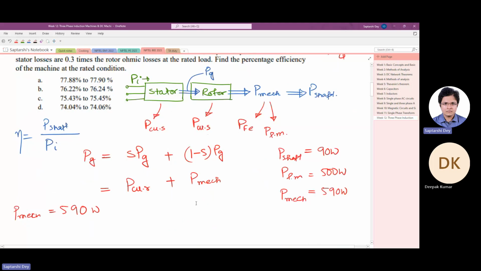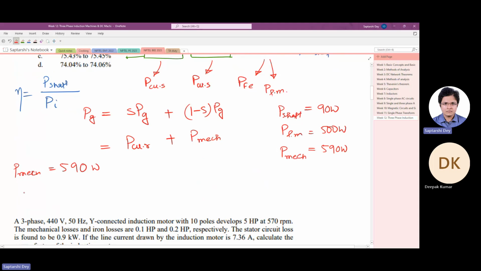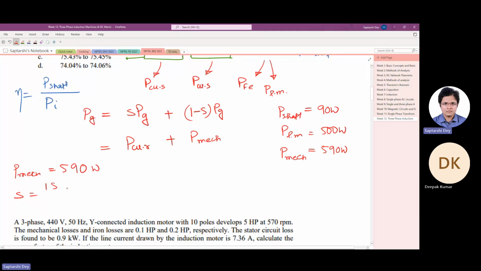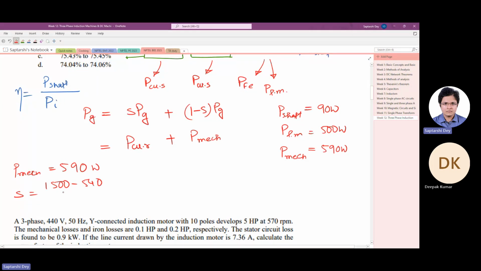So from here what we can find out is the slip. The slip is (1500 minus 540) by 1500, which gives 0.64, so 64% slip. That is too unrealistic. Anyway, the machine must be cooled with liquid nitrogen if we have to run at this speed. Anyway, that is what we have.